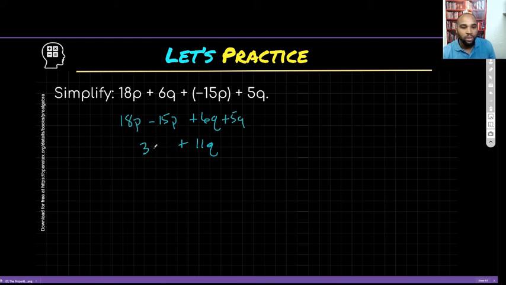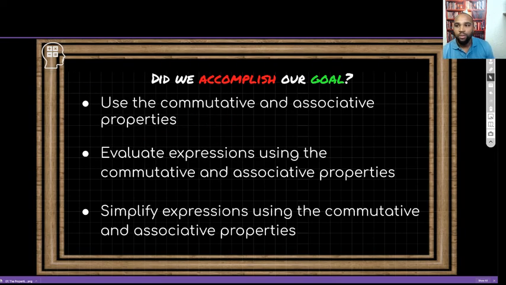All right, so what property did we use to do that? Well, we just moved them around, so that was the commutative property. Just to help with the logistics of solving that one, it made it a lot easier. So we used the commutative and associative property. We evaluated expressions using them, and we simplified expressions using those. So that sums up everything we were trying to cover, and we did it.